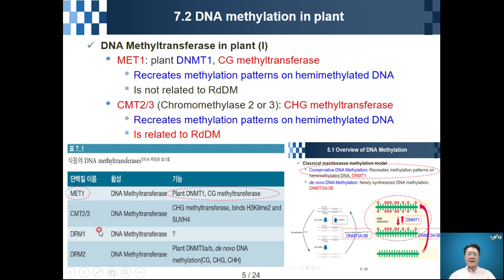However, CMT2 and 3 are also involved in conservative DNA methylation. CMT2 or CMT3 is the CHG methyltransferase. The difference between MET1 and CMT2 or 3 is that MET1 is a CG methyltransferase. However, CMT2 or 3 is the CHG methyltransferase.